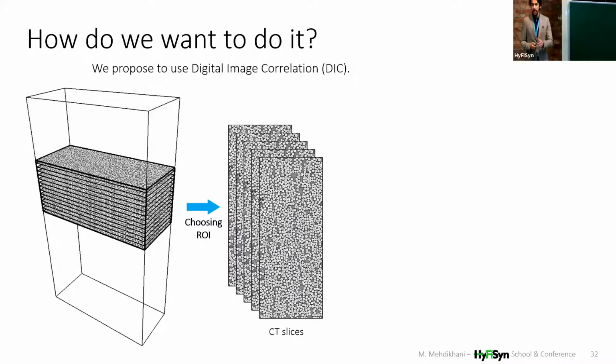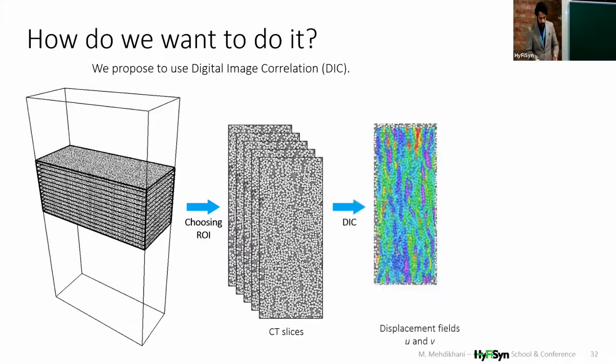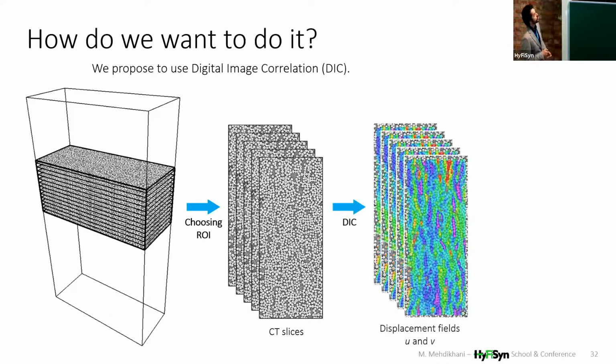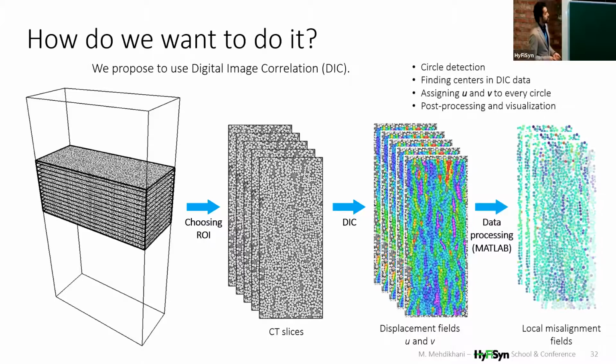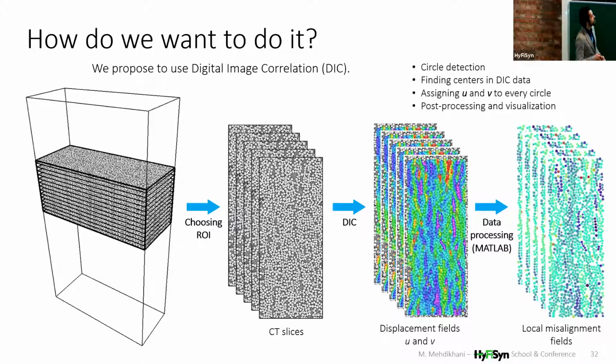So how do we do it? We use a computed tomography scan of our material. And by this computed tomography scan, we obtain a set of images on top of each other, which represent the material in 3D. If we apply DIC for each slice, we will get a displacement field, but it's not actually a displacement field. It's more representing the dislocation of each fiber compared to the previous slice. And using this data, we can post-process it and assign these displacement values to each fiber individually.